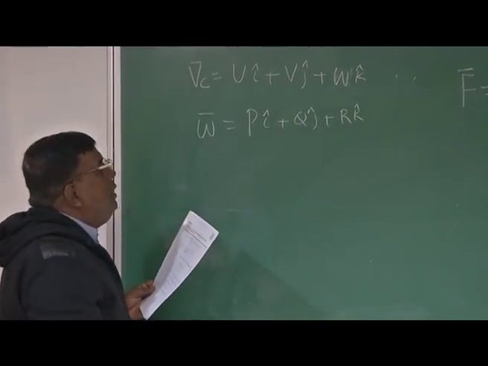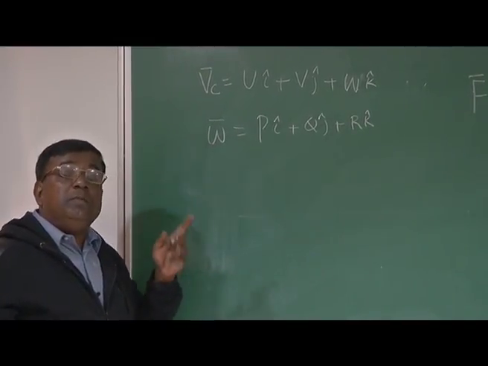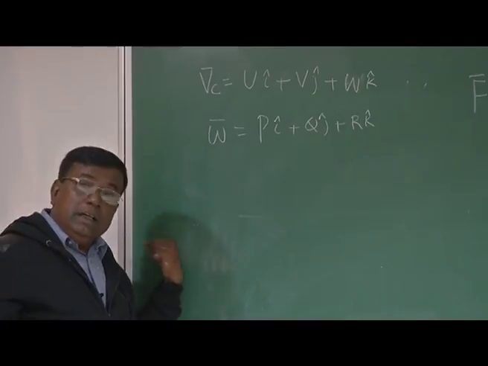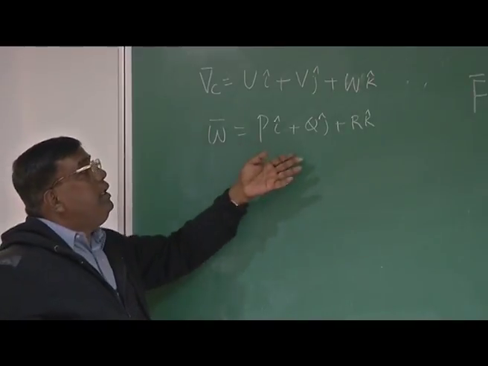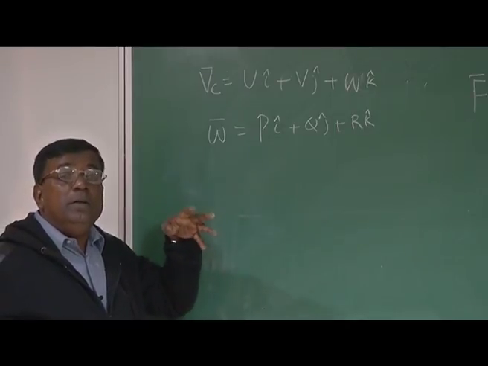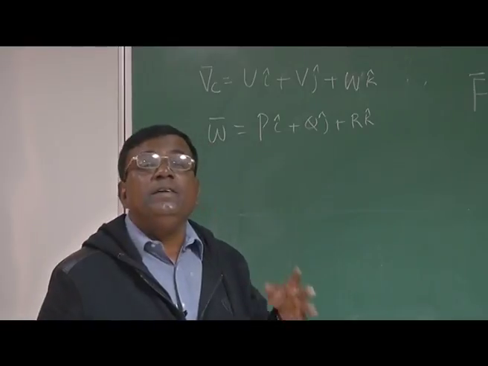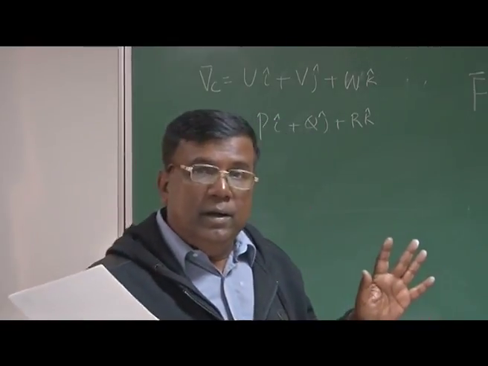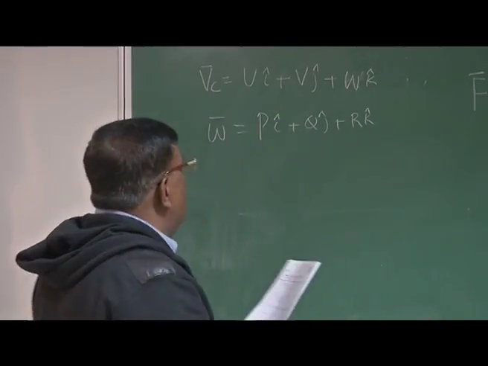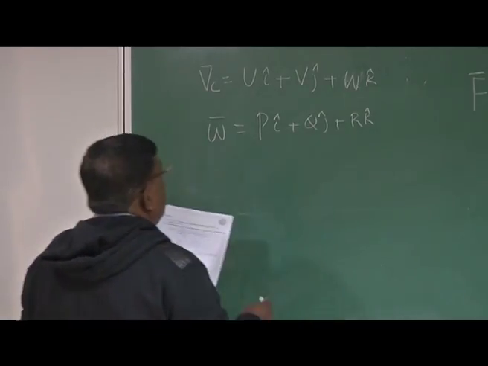What are P, Q, R? P, Q, R are the components of omega, and omega was measured with respect to which frame? Inertial frame. But P, Q, R are the components of that omega resolved into the local x, y, z body-fixed axis coordinates or axis system, right? So now if I do this, what do I get?